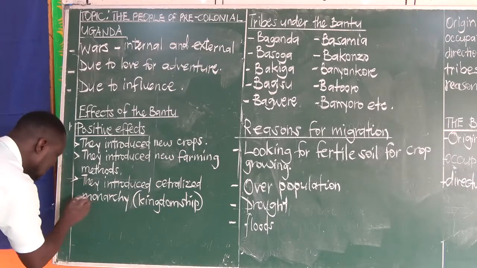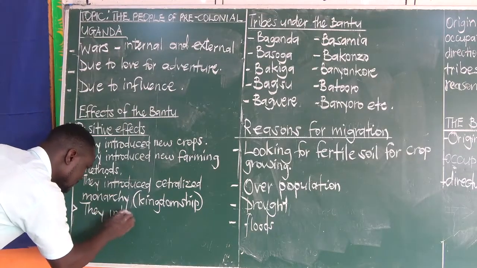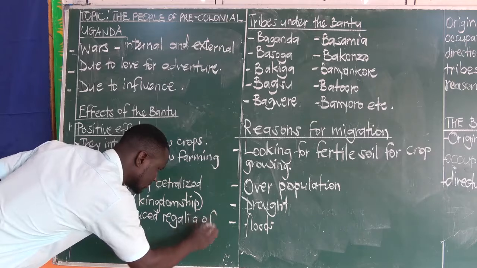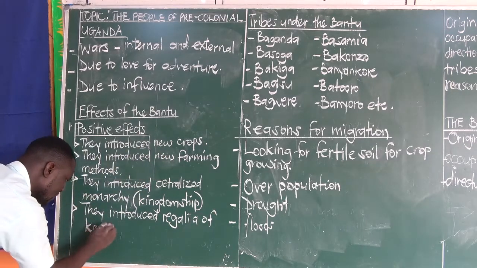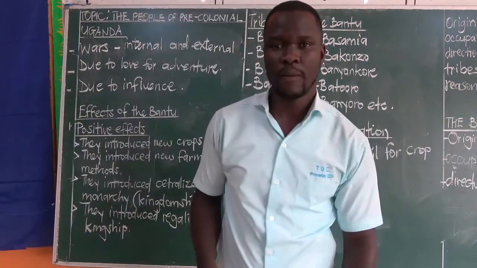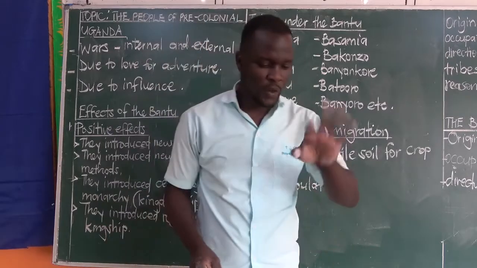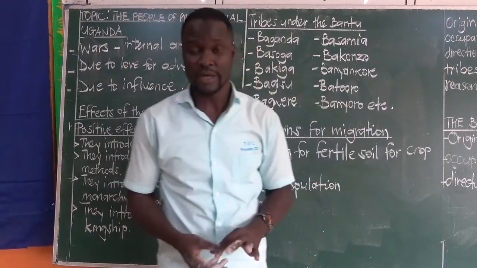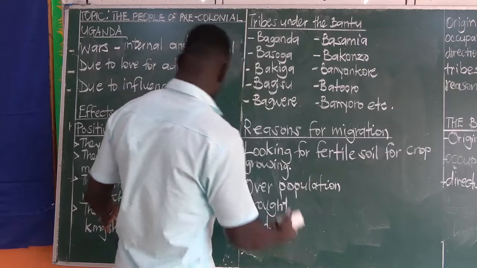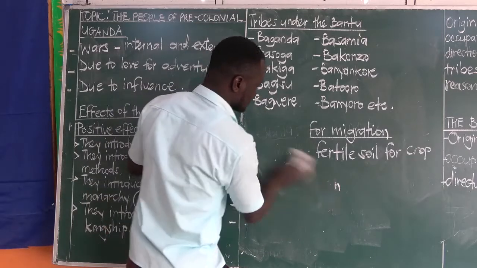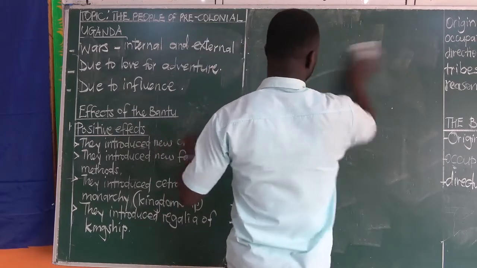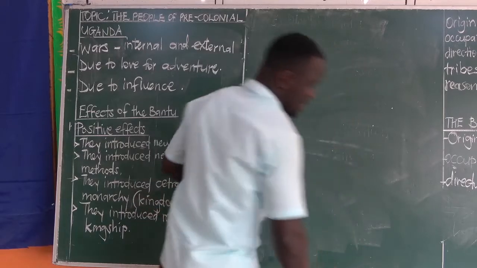And then also, due to this idea, they introduced what we call regalia. They introduced regalia of kingship. By regalia of kingship, we mean these items used at the royal palace, like the spears, the royal skin, the drums. Those are the ones, among others, that we call regalia. And then we shall also be moving to look at the negative effects. Much as their coming was good, they brought these good things, we are also going to look at the bad side of the coming of these people.